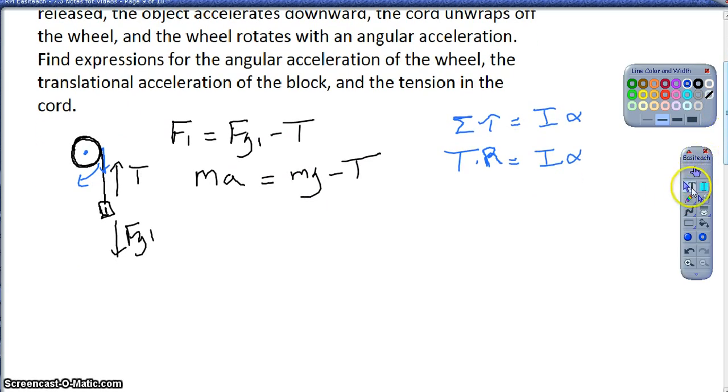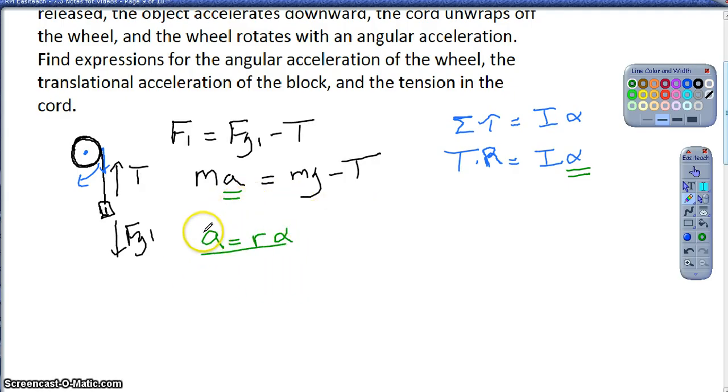I do have two equations, and both equations do incorporate the variable T. The only problem is, in this equation we have the linear acceleration, and in this equation we have the angular acceleration. So the question is, how can I tie both of these equations together? And the answer to that is my linear acceleration equals my radius times my angular acceleration, right? This is something we know going back a few chapters.